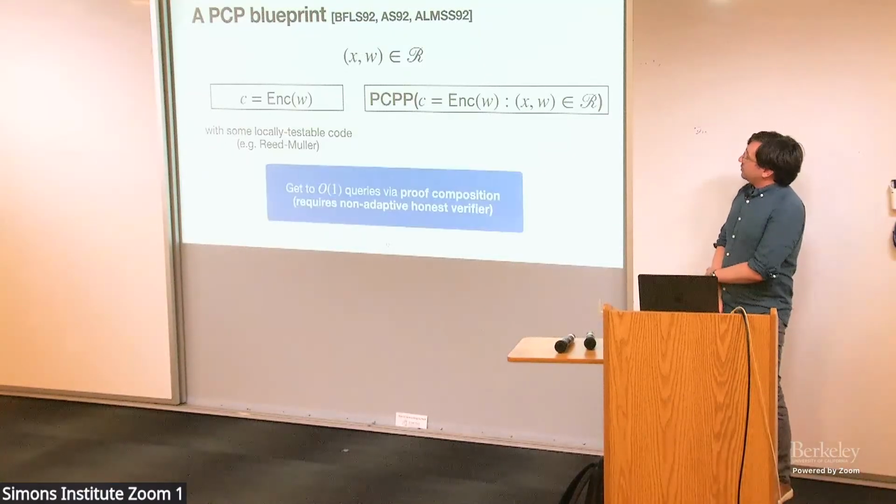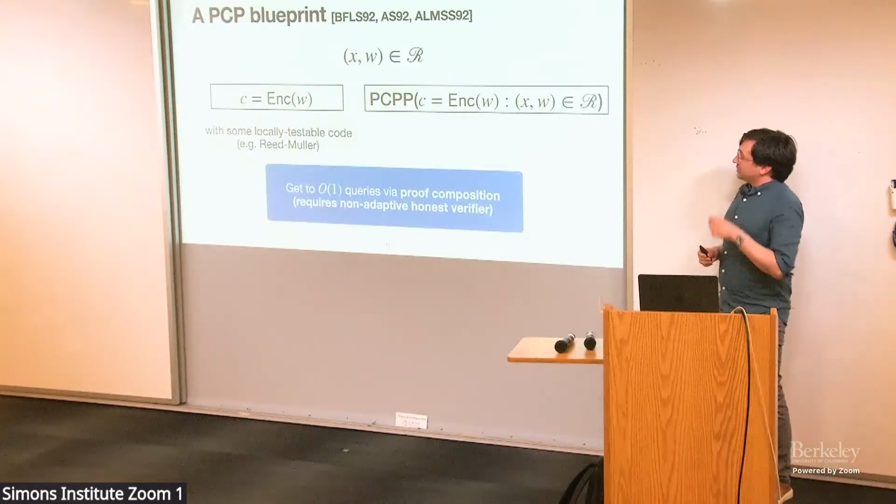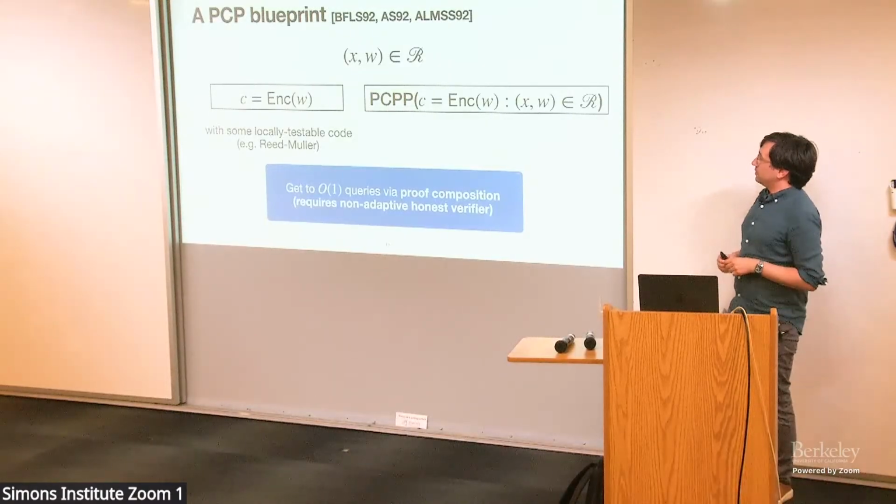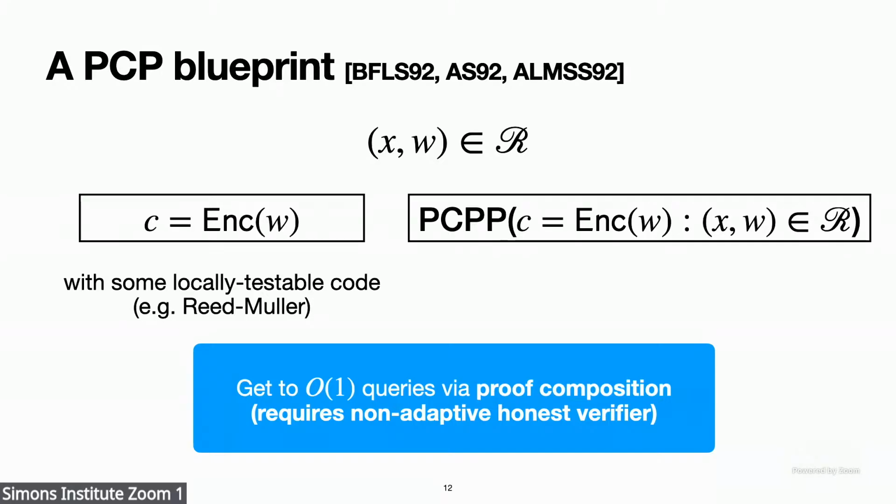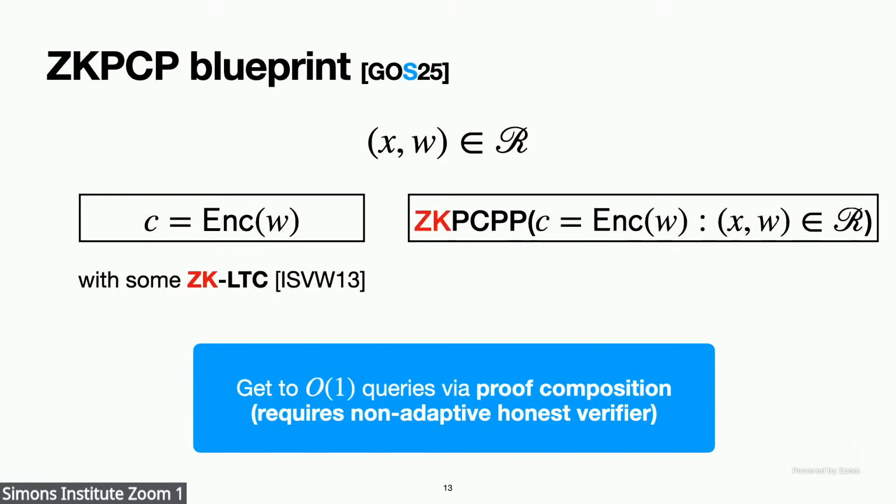So this template actually suffices pretty much to get you a PCP with polylog queries. To get to order-of-one queries, you do some complicated stuff with proof composition. I will not have time to talk about that today. But the important thing to note is that the proof composition step is where we use the non-adaptivity of the honest verifier for the construction. Good. So how do we get zero-knowledge PCPs? Well, you just put ZK in front of both things, and then you're done, right?